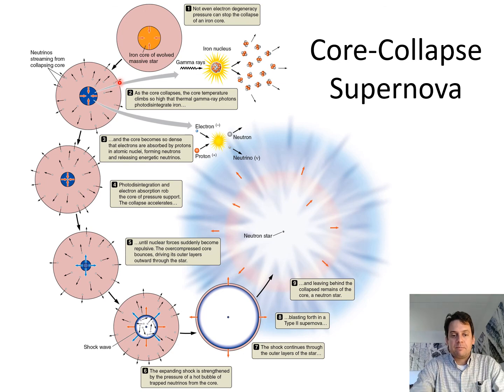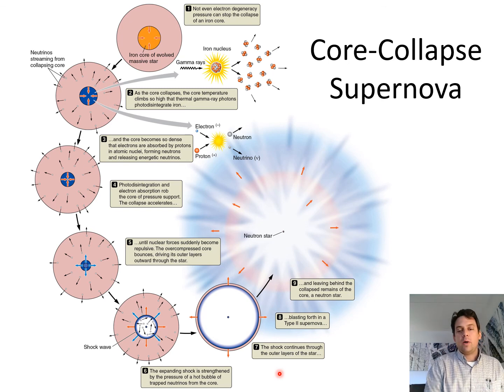And when that happens, the core bounces out at just an absurdly high speed, sends a shock wave through the rest of the system, and just completely annihilates the vast majority of the star. And so that kind of brings us down here to the bottom, where the shock wave passes through the outer layers of the star, blasts all of that stuff out into the interstellar medium at near the speed of light. And this is known as a type 2 supernova.